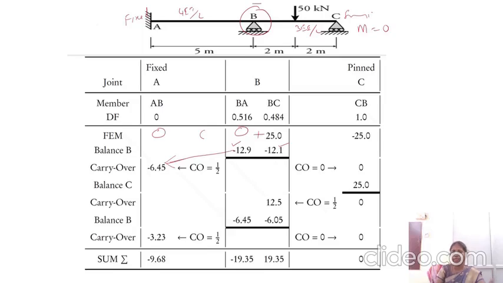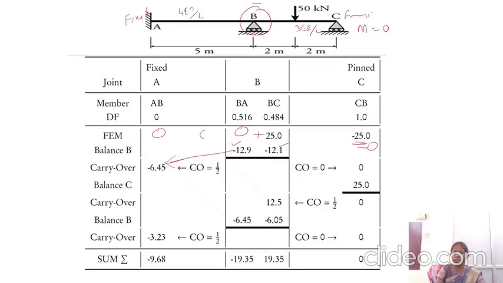The second step is the pinned support moment, that is joint C. Joint A there is no fixed end moment. Joint B we are having the summation of fixed end moment. Joint C we are having the fixed end moment of minus 25. So at the simply supported condition, the moment should be equal to 0. So to make the moment here 0, minus 25 should be added with plus 25. Then only it will become 0.